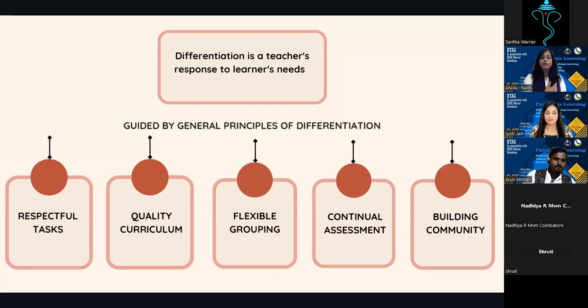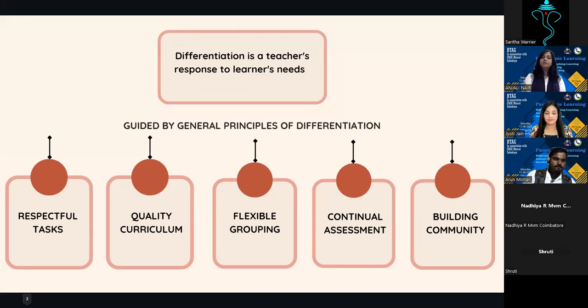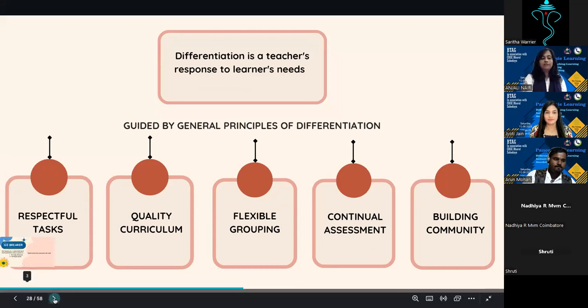So when we talk about differentiation, it is guided by general principles. These are the general principles of differentiation, which you can see on the screen: respectful task, quality curriculum, flexible grouping, continual assessment, and building community. These are the general principles of differentiation.